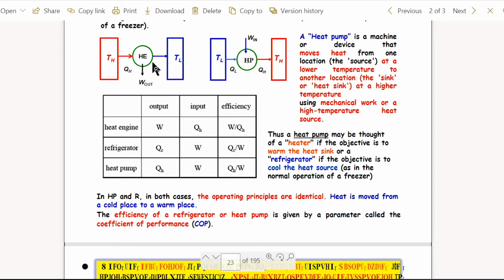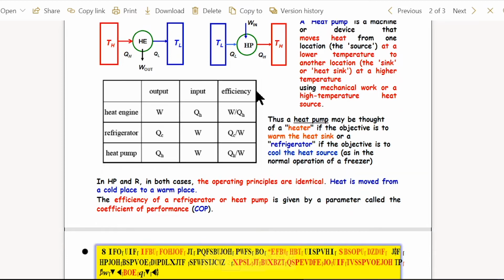of the QH transferred or QL transferred, which is going to be different for the heat pump and the heat refrigerator. Their diagram is going to be looking exactly identical. Any question here? Okay.